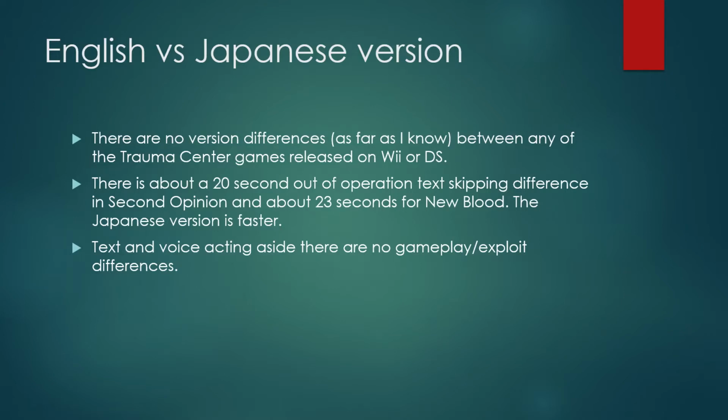However, this difference isn't all that important if you're just casually wanting to get started and you're just interested in trying to learn the game. Unless you're trying to go for something competitive like below an hour and a half in Second Opinion or below 2 hours in New Blood, it's not that imperative to get the Japanese version. Unless, of course, you like the Japanese audio.